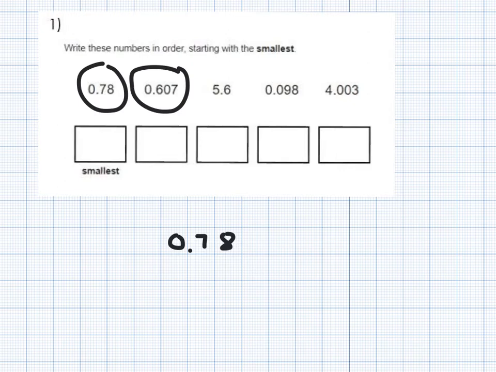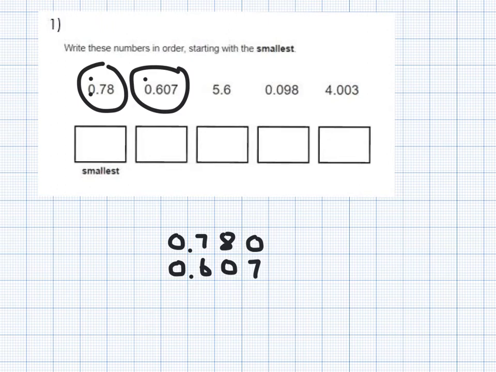0.607. Now I'm going to put the 0 for no units underneath the 0 that we had in the first number. Then we've got the decimal point in the same place, 0.607, again using one square for each of our columns. And you can see above the 7, there's no digit there. We're going to then put in a 0 just to show there's no thousandths.